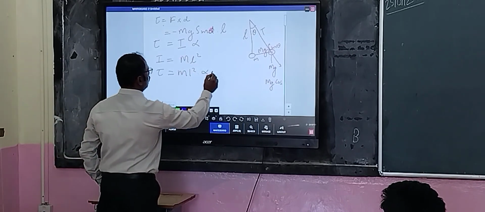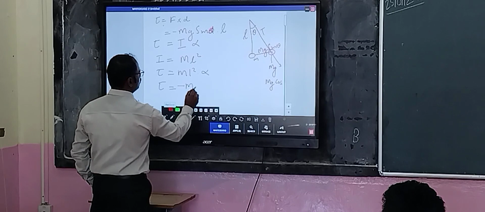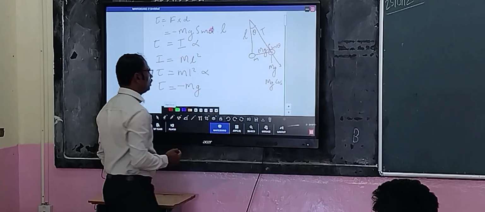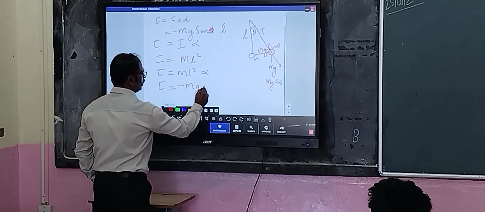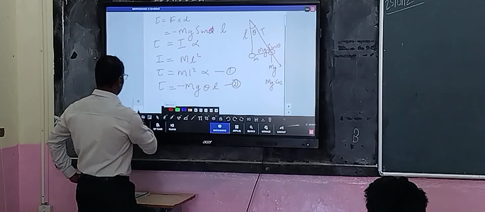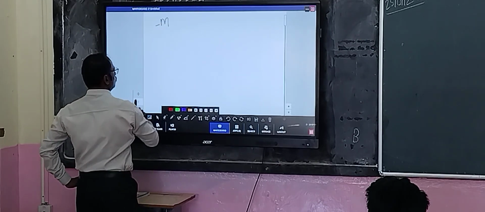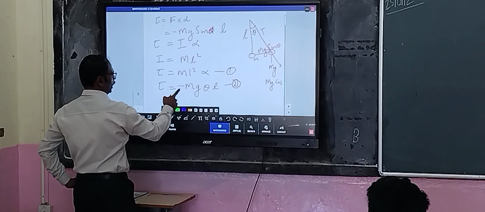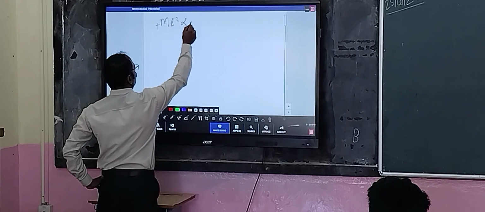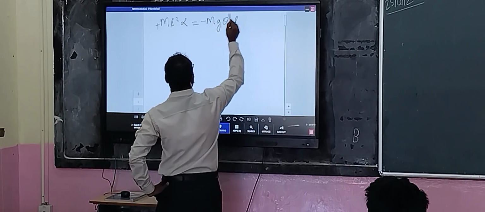So torque is equal to m L square alpha, and for this expression we can also write minus mg sin theta L. If theta is very small, sin theta is equal to theta itself. Therefore, minus mg theta into L. Now this is equation number 1 and this is equation number 2. If we equate these two equations, we get m L square alpha is equal to minus mg theta into L.